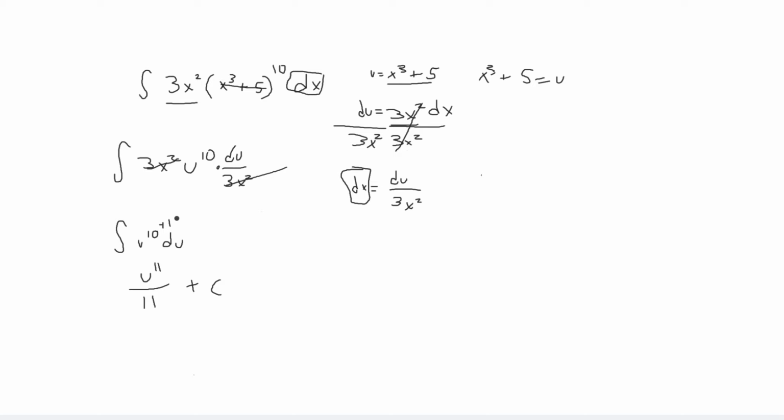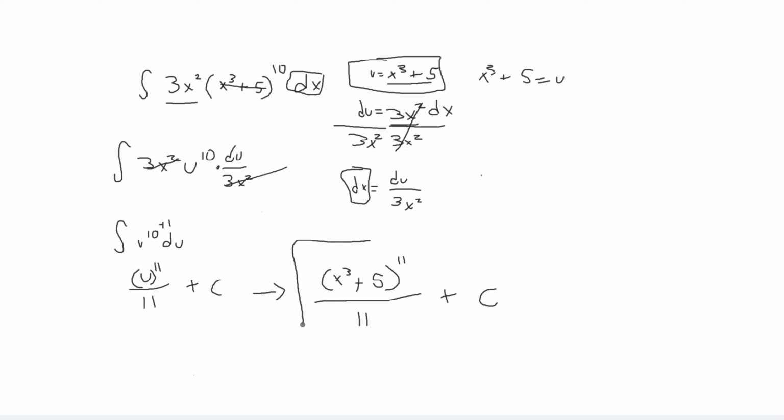So we need to convert the u back into the x's, and this isn't that tricky because earlier we set u equal to x to the third plus 5. So what we can do is just write this as x to the third plus 5, to the 11th power, right? Because we're replacing it with u, and then divide that over 11 plus c. And there is our answer.